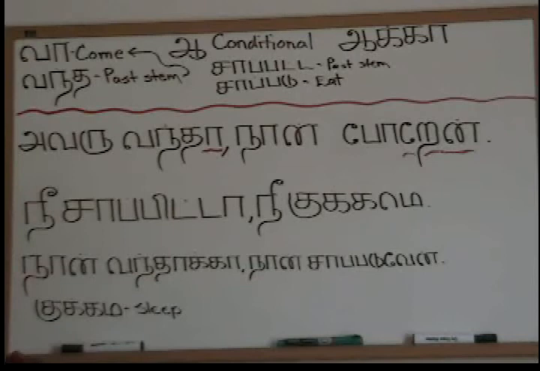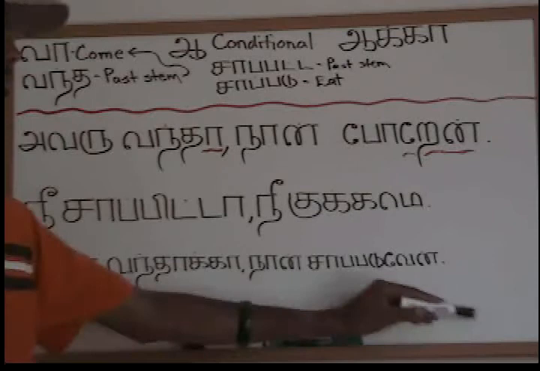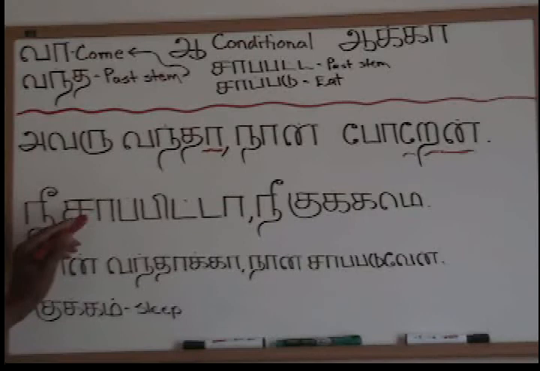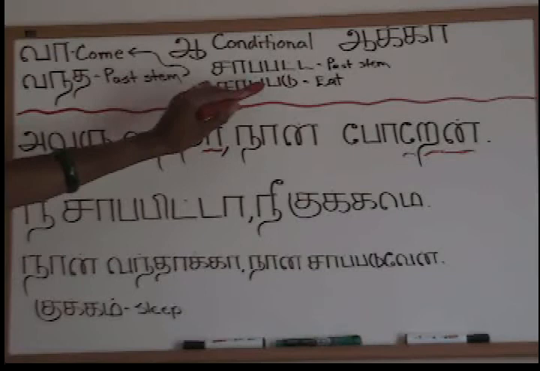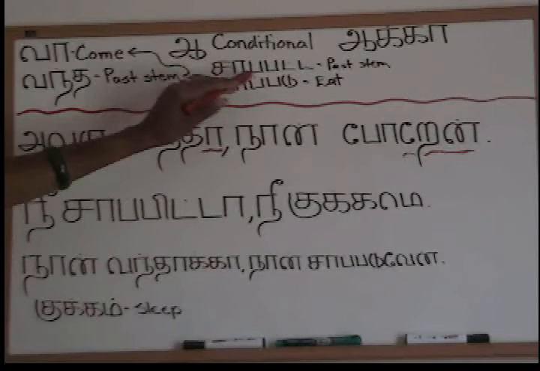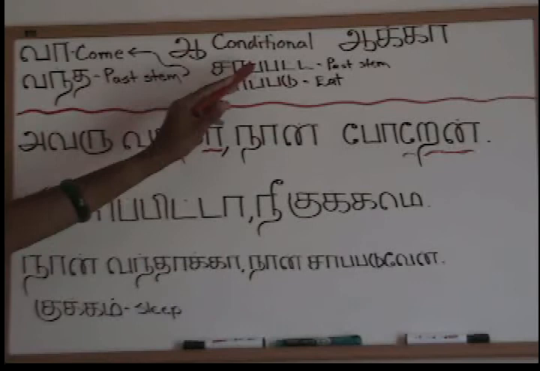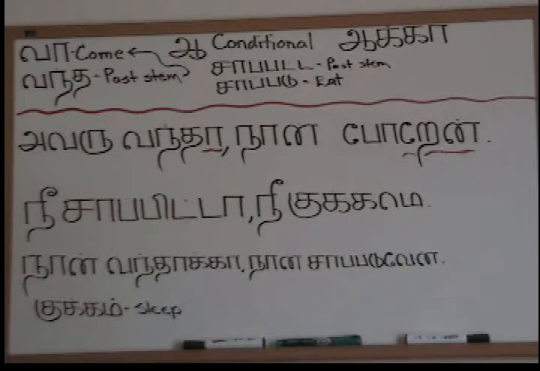I've written the word here. Tukam means sleep. Now sapida. So sapdu, I've written somewhere up here, that means eat. And then the past stem of that will be sabd. If you look back in the book I showed you before, it will be written like this, sabd. And that's just the past stem. So all you would do is just add the I on the end. Sapida.